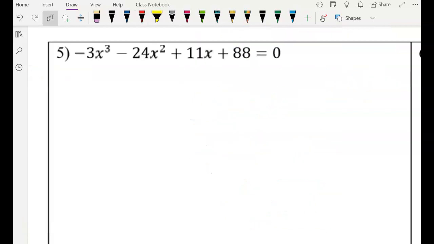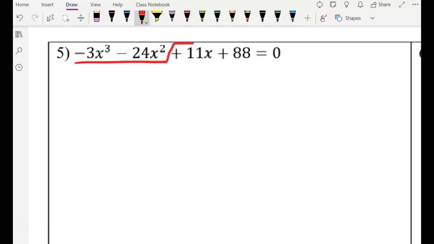All right, so example 5 says negative 3x to the third minus 24x squared plus 11x plus 88 equals 0. Let's check for GCF first. Negative 3, negative 24, 11, and 88. We don't have one GCF for that one, and especially x to the third, x squared, x, and then 88 doesn't have an x. So right now, currently, no GCF, so we are just going to factor by grouping.